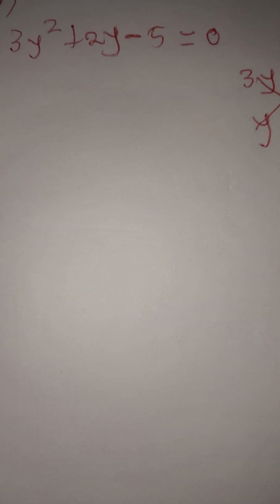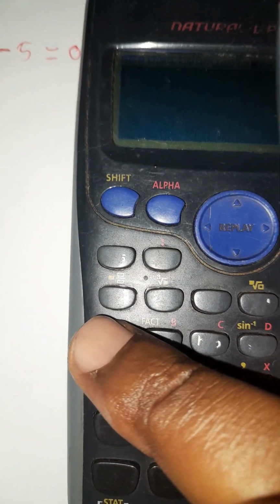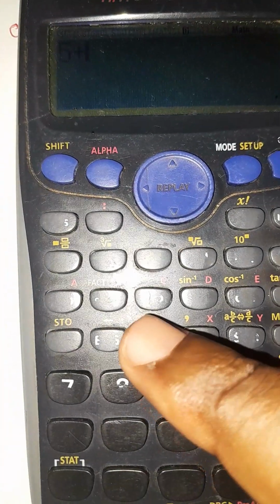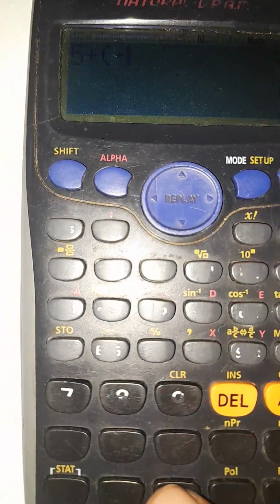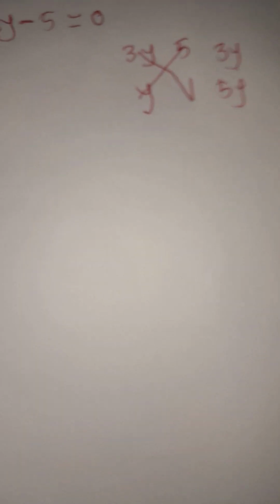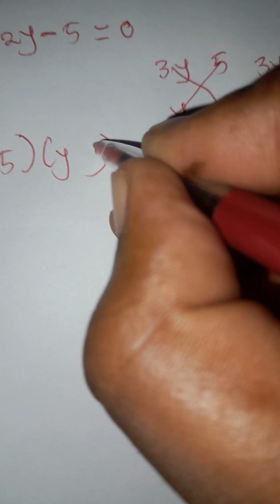Okay, to make things simpler, these factors must satisfy the middle term. In this case, let me take a calculator and show you how you can do this. If you say 5 plus negative 3, that will be 2, yes. So these factors do satisfy our middle term. So what can we do there? Let's factorize 3y as well as y, and 5 here as well as 1.